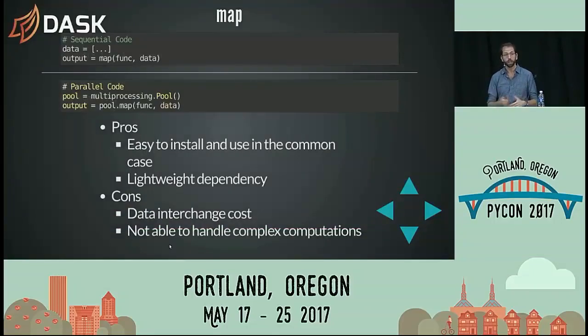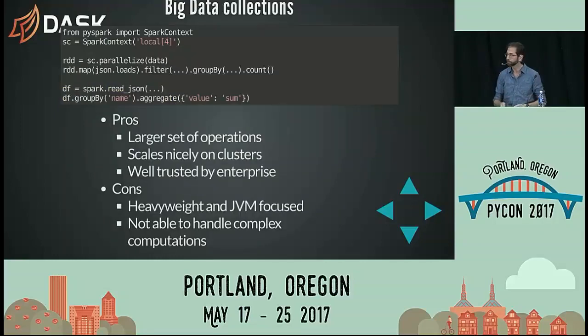Some cons. There's some cost to moving data across a process. That is unfortunate. And it's also not able to handle more complex computations. So all those graphs that we had, map can't easily do those. So let's go to something more complex.